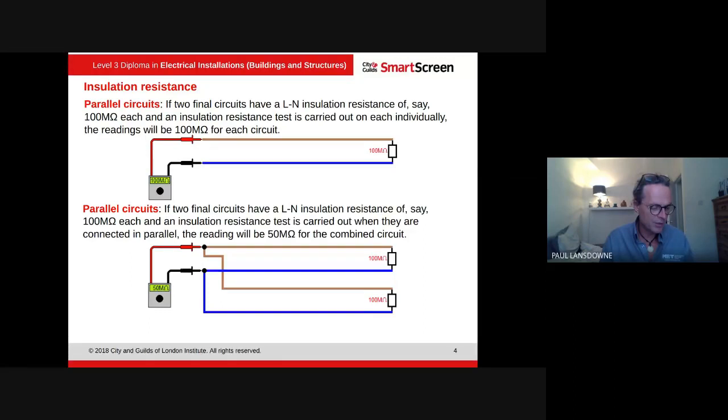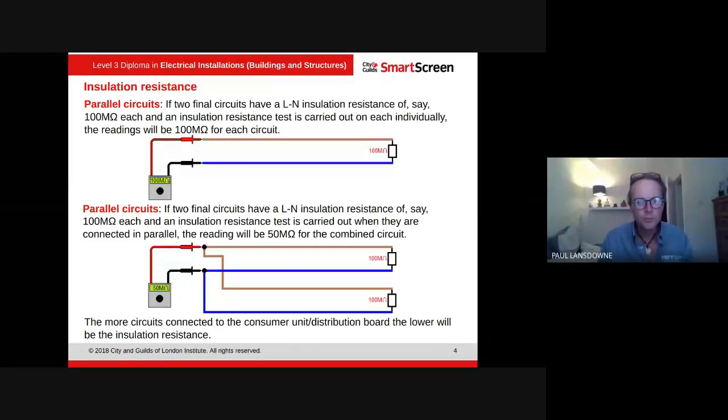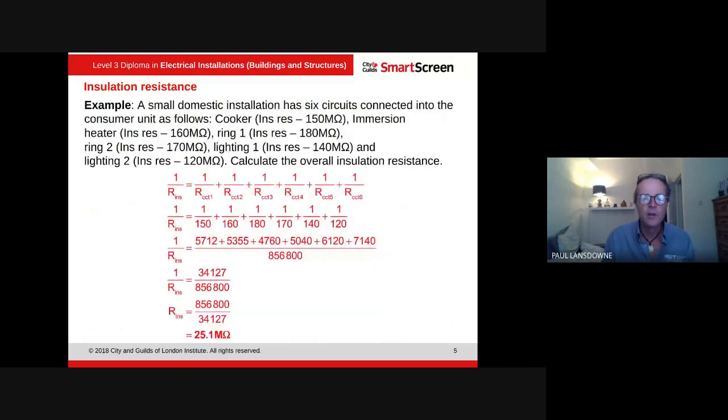We're going to see a nice calculation now, which looks a bit daunting. So the more circuits connected to a consumer unit or a distribution board, the lower the insulation resistance. So don't worry, it looks quite daunting, but we'll go through it step by step.